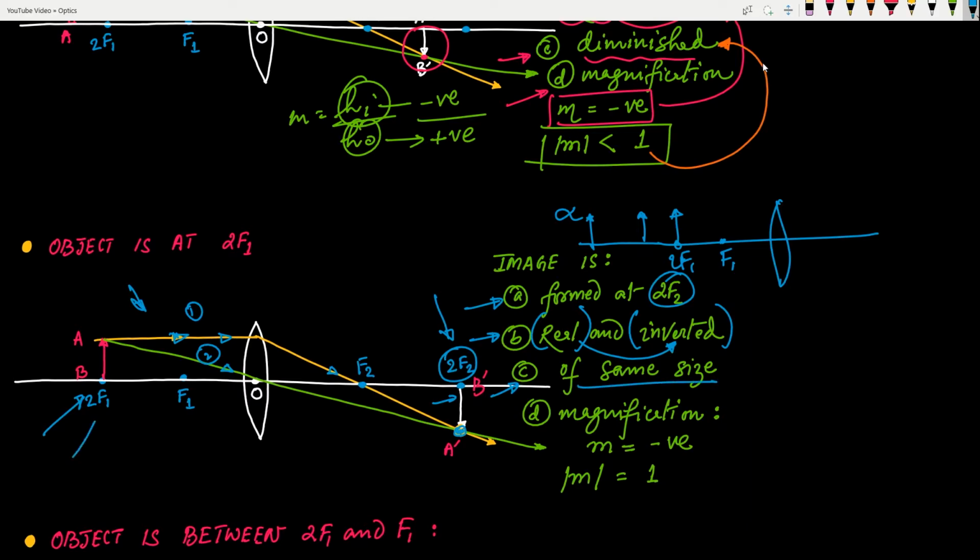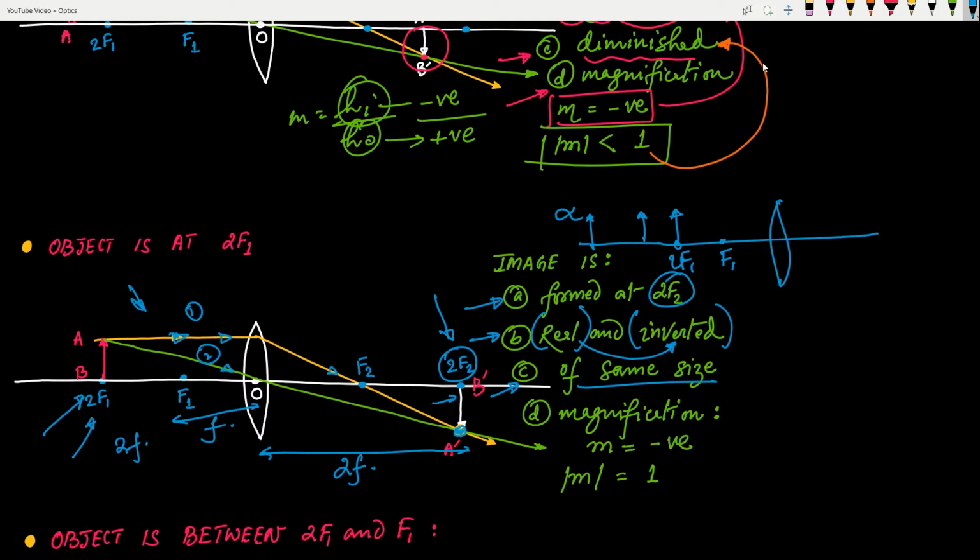As you can see, when we keep the object at 2f1, that is double the focal length. We know focal length is the distance from the optical center towards the focus. This is the focal length. So 2f1 is actually double the focal length. Then we see that the image is produced at the same distance, that is 2f, double the focal length, on the opposite side, but the distance is the same from the lens. Therefore we can say that the image and the object will have the same size.